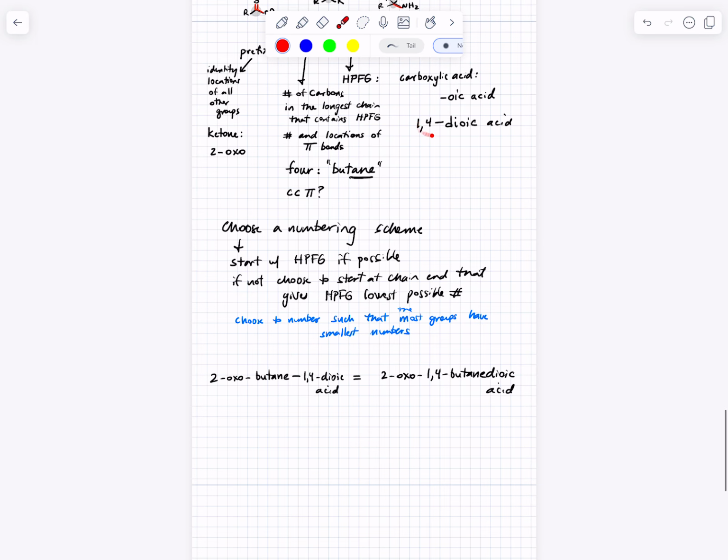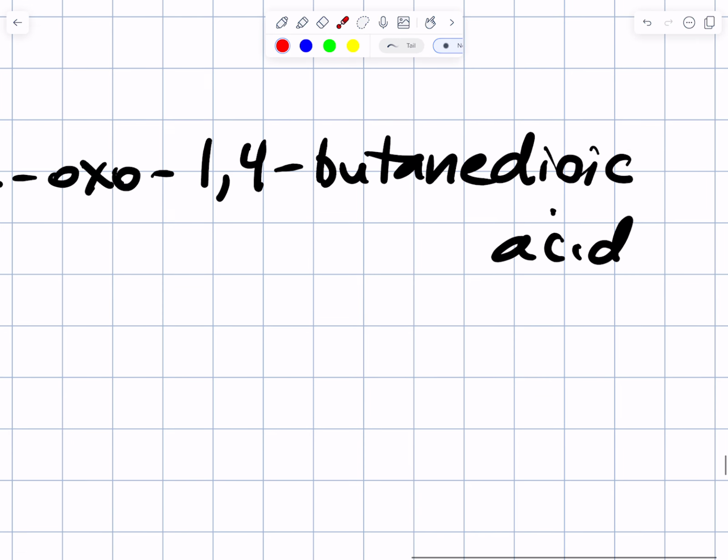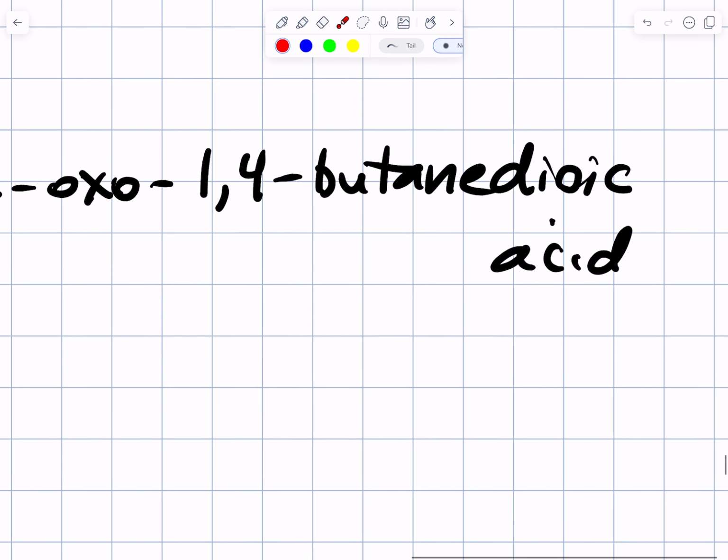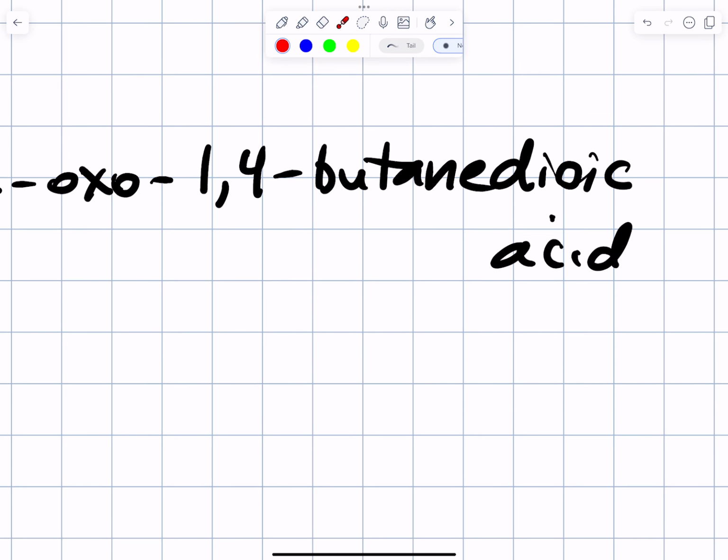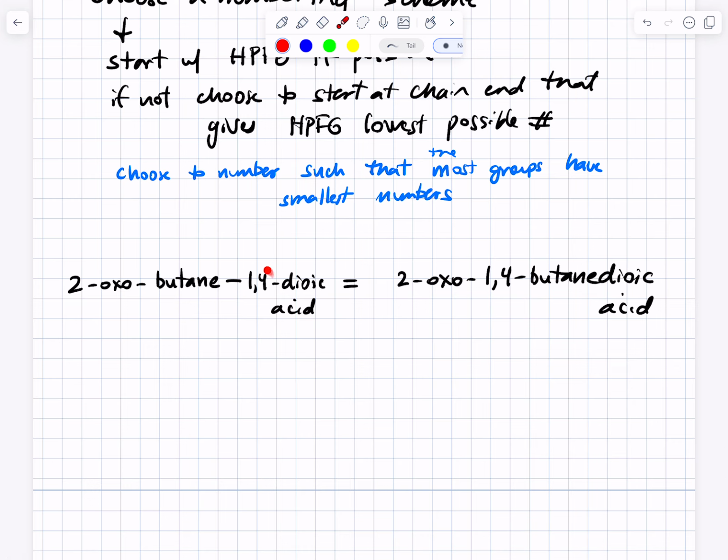If you need numbers to refer to the highest priority functional group, you sometimes have to use your best judgment about where to put the numbers. The key principle is to avoid confusion. So, for example, in either of these names, there's absolutely no confusion about what the 1,4 refers to. It refers to the dioic acid. If we had double bonds in this molecule, pi bonds between carbons, we would need to adjust this name and indicate the location of the double bonds, and there we would want to avoid confusion between the location of the double bonds and the location of the highest priority functional group.